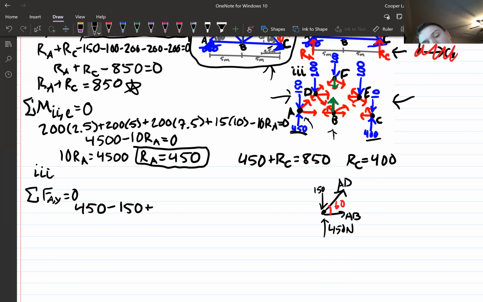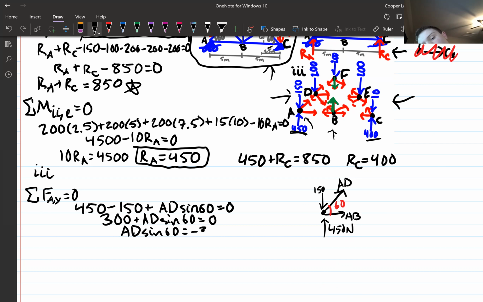So I get plus AD times sine of 60, and this equals 0. That tells me that when I combine my like terms and constants, I get 300 plus AD sine 60 equals 0. When I rewrite, I get AD sine 60 equals negative 300. Now I'm going to divide both sides by sine 60.